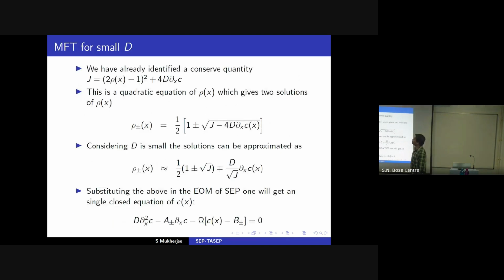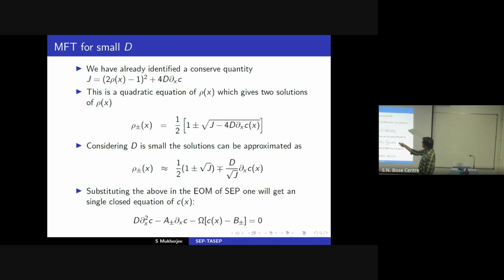Now we discuss the MFT for small D. As we already know, we have a conserved quantity J equal to (2 rho minus 1) whole square plus 4 D del x of C. You can see this is a quadratic equation of rho. So from this we can have two solutions of rho, which are rho plus and rho minus. Rho plus is greater than half and rho minus is less than half.